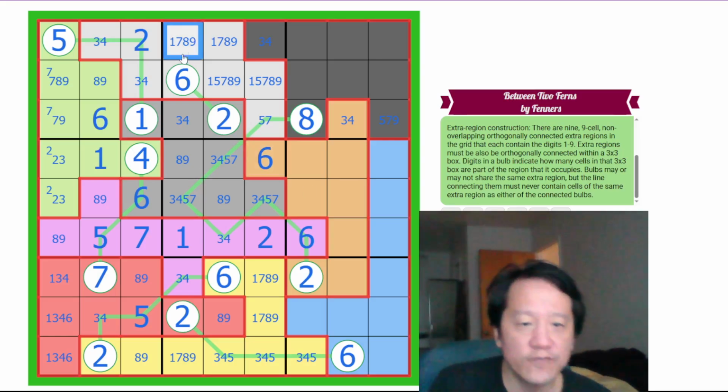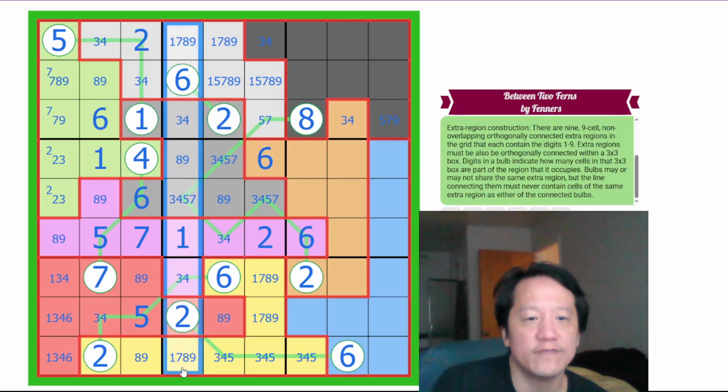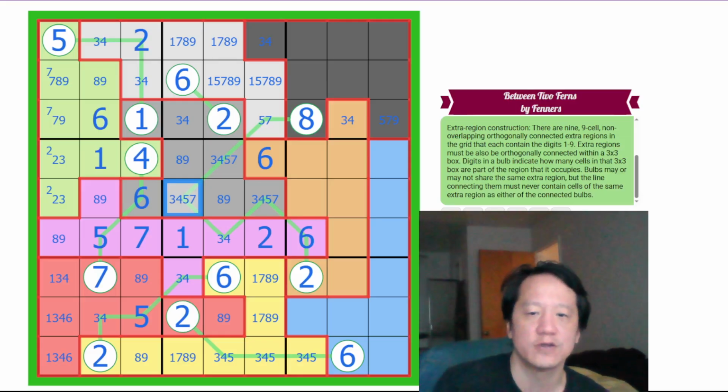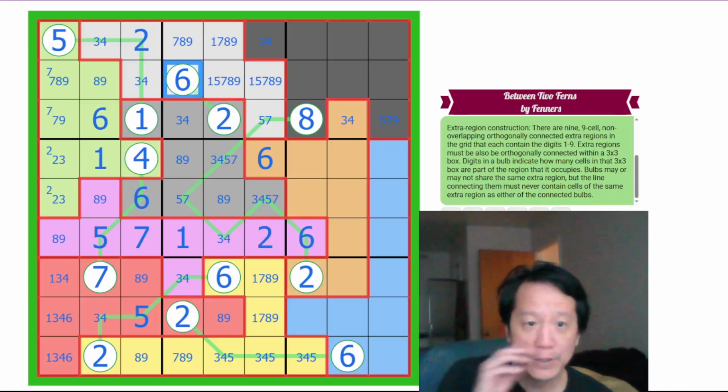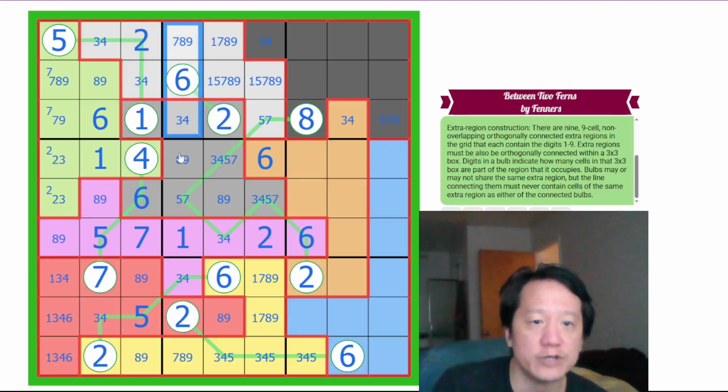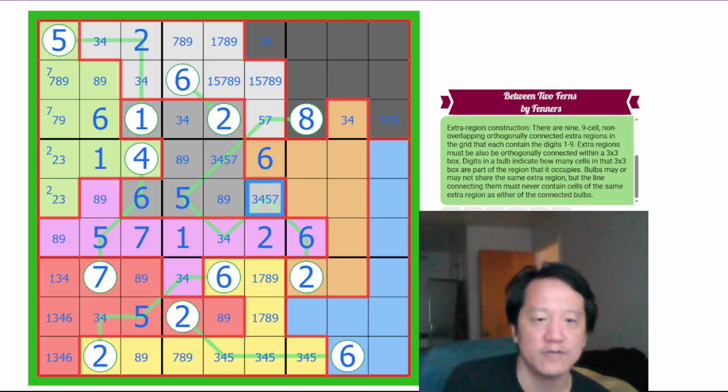Okay, we have a 3-4 pair in column 4, which eliminates 3-4 in the rest of the column, so no 3-4 there. It's 5 or 7. 1 eliminates 1 in the rest of the column, so this can't be 1. This can't be 1. So we have a 7, 8, 9 triplet now in column 4, which eliminates 7, 8, 9 in the rest of the column. So this can't be 7, it's 5. That eliminates 5 in the rest of the box.